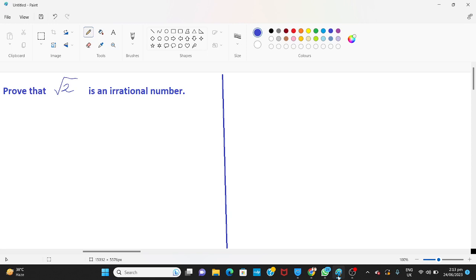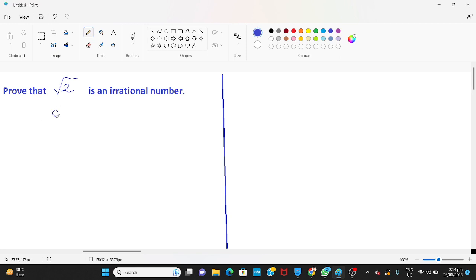And when we start our proof with this wrong supposition, then somewhere in our proof there will come a fault or a problem. And to explain that problem, we will be able to say that our supposition was not correct, our supposition was wrong, and then we will say that root 2 is not rational, but it is an irrational number. In this way our proof will be complete. So let us start how to prove this one.